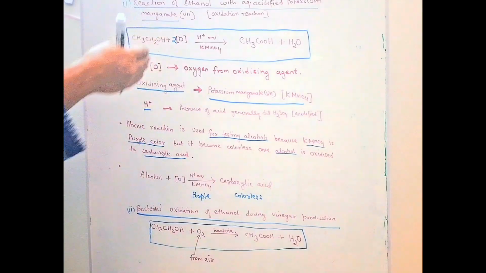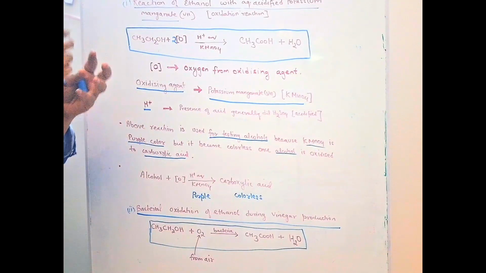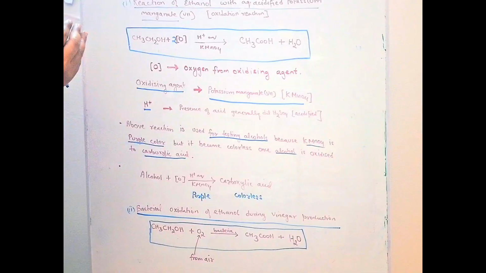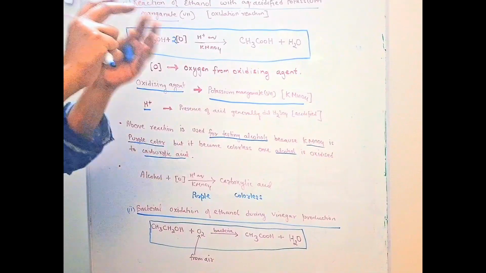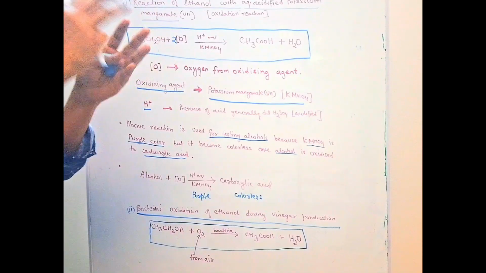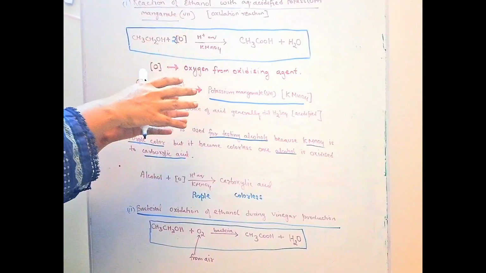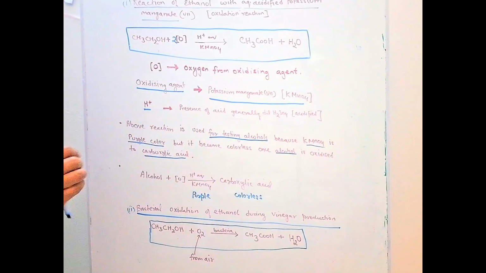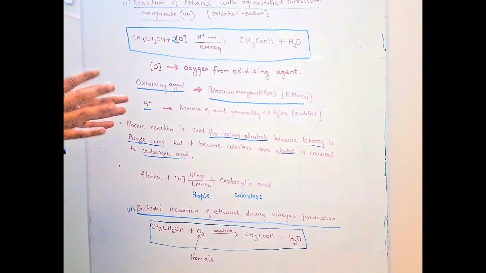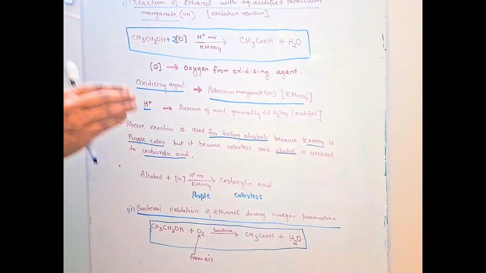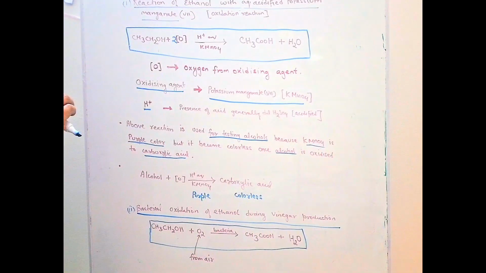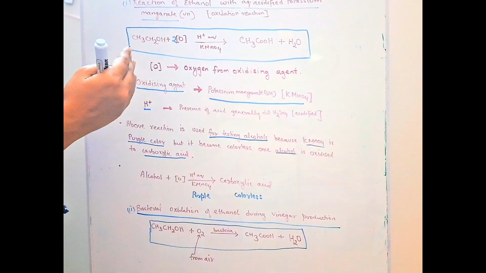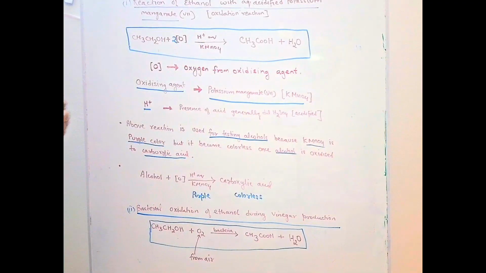That is why, suppose you are doing the reaction in a beaker, before the reaction the color was purple, and after the reaction it changes to colorless, and this shows the presence of alcohol. If alcohol changes the color of KMnO4, why is it doing this? Because oxidation takes place in alcohol and carboxylic acid is formed.